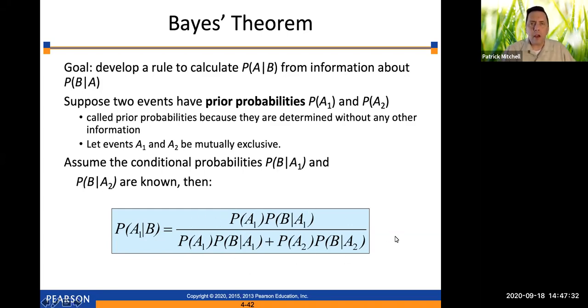And so I'm going to go on record now and tell you that usually when I do a Bayes' theorem problem, I don't even use this formula. What I do is I draw a tree diagram. So I'm going to show that to you here in just a couple minutes.